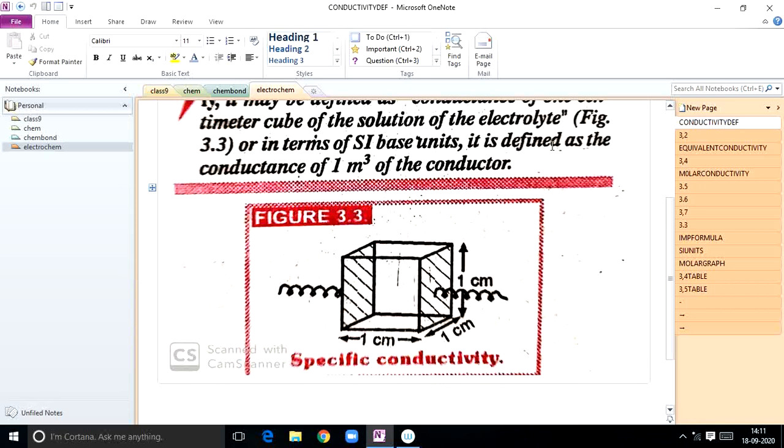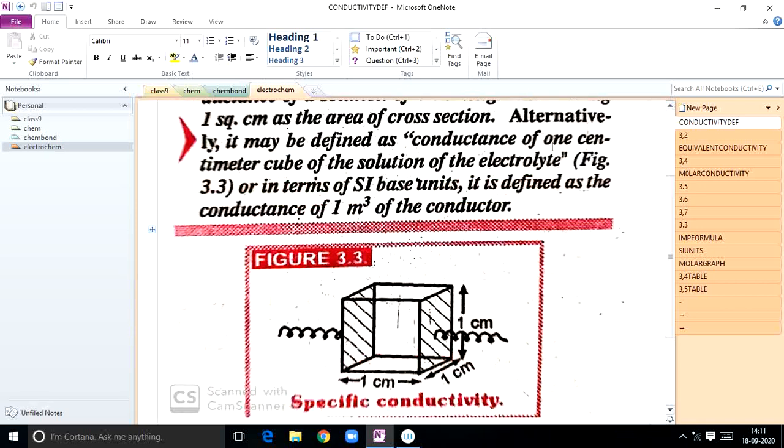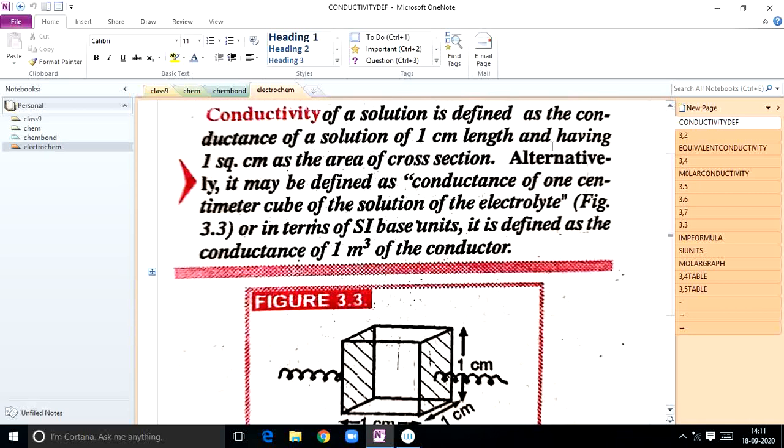How can you define specific conductance or specific conductivity? You can draw the cube, all the edges having equal length of 1 centimeter. So conductivity of a solution is defined as the conductance of a solution of 1 centimeter length having 1 square centimeter as the area of cross section, or alternatively you can call it the conductance of 1 centimeter cube of the solution of the electrolyte.